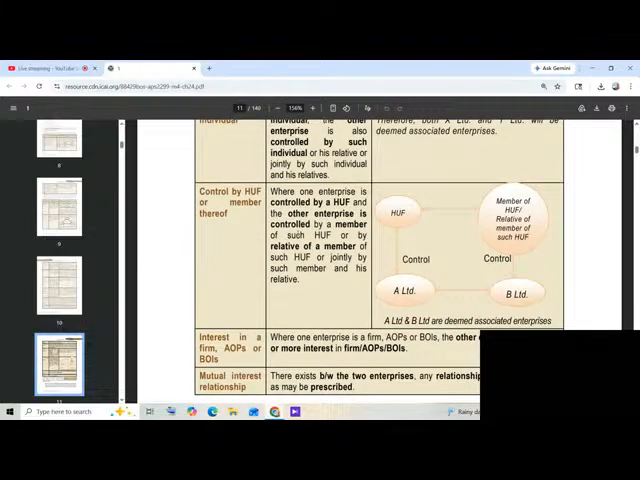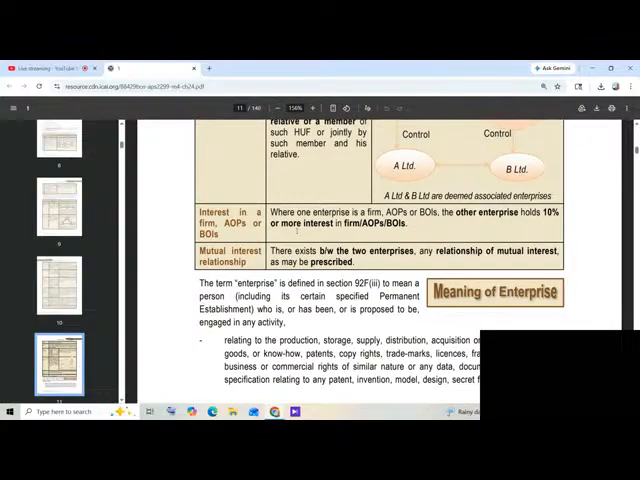Controlled by HUF or member thereof: where one enterprise is controlled by a HUF and the other enterprise is controlled by a member of such HUF or by a relative of a member, or jointly by such member and his relative. Okay, HUF controls, fine. Interest in a firm, AOPs or BOIs: where one enterprise is a firm, AOP or BOI, the other enterprise holds 10% or more interest in the firm, AOP or BOI. Mutual interest relationships: there exists between the two persons a relationship of mutual interest as may be prescribed.